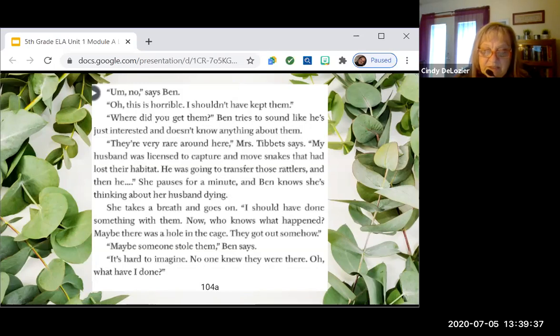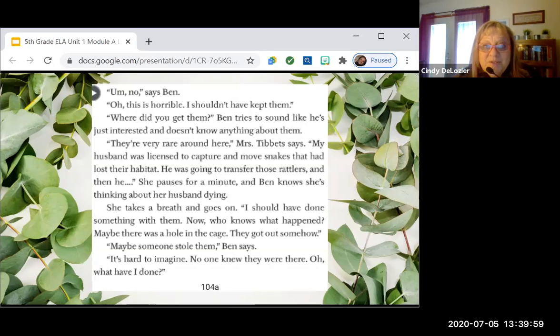"I should have done something with them. Now who knows what happened? Maybe there was a hole in the cage. They got out somehow." "Maybe someone stole them," Ben says. "It's hard to imagine. No one knew they were there. Or, oh my, oh, what have I done?"